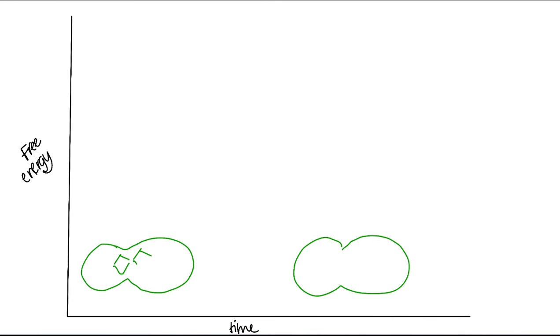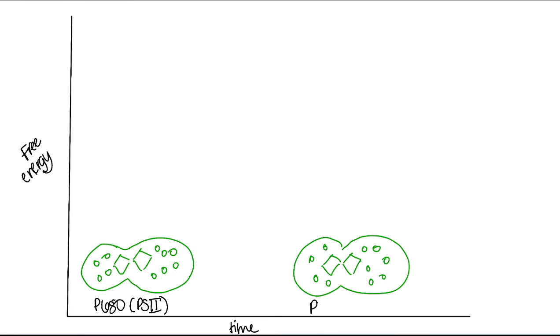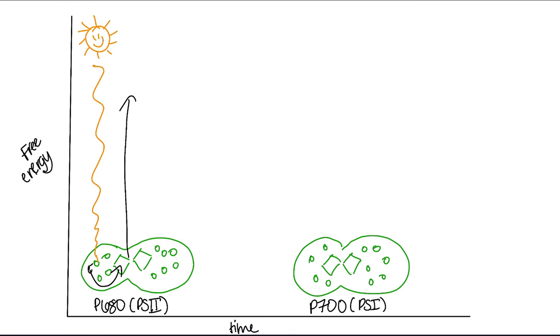I'm going to draw our diamonds, which represent our reaction centers. And let's go ahead and get these labeled too. So here is our P680, which is photosystem 2. And our P700, our photosystem 1. So we're going to go ahead and draw our sun that represents where our energy is coming from. We're going to have a photon that is absorbed, and when that happens, we have an electron that is excited that gets passed into the reaction center, and that electron is then given up into the electron transport chain.